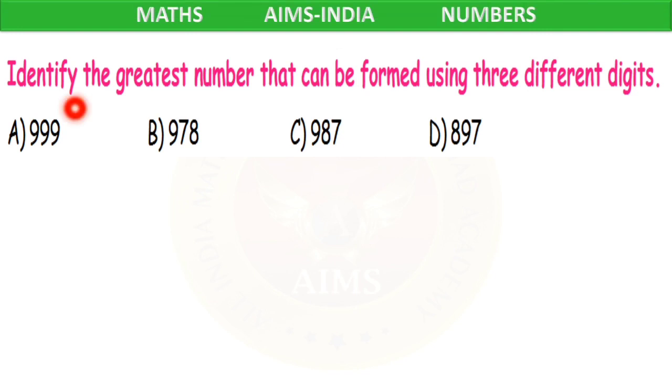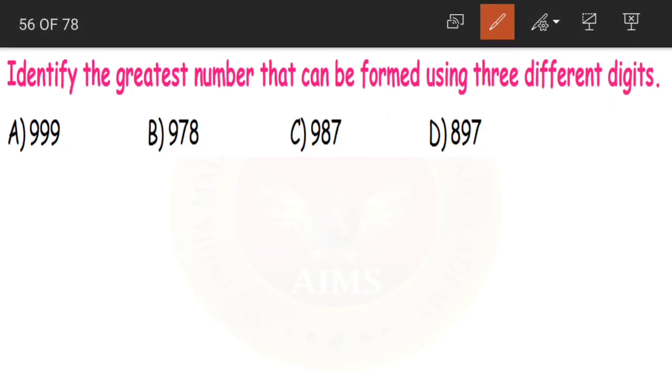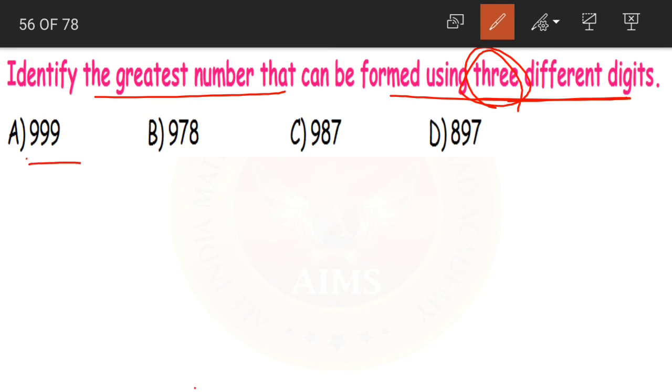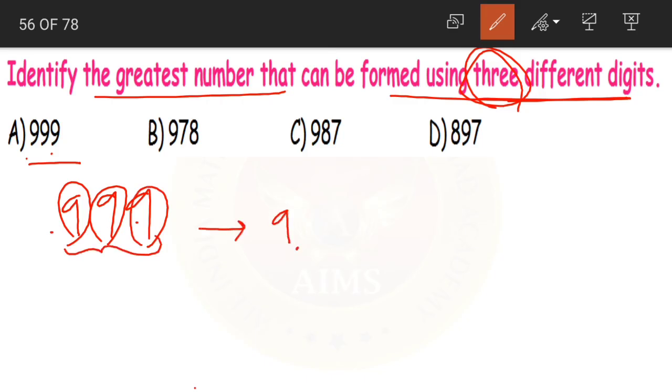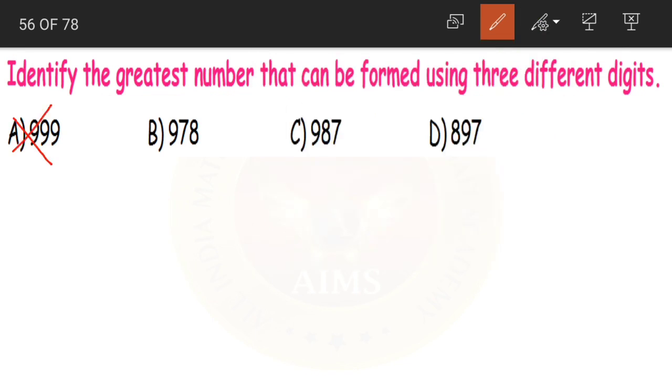Next question. Identify the greatest number that can be formed using 3 different digits. If you look, what should we do? There should be three different digits. If you look at option A, 999. See, this is the greatest number, yes, but here all the digits used are only 9, but we should use three different digits. So option A cannot be our answer.